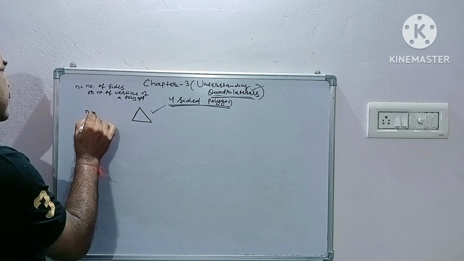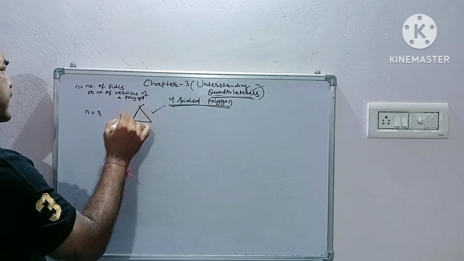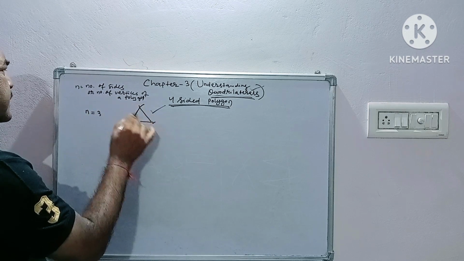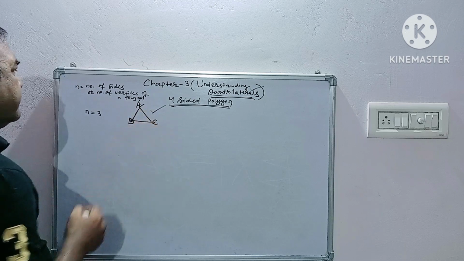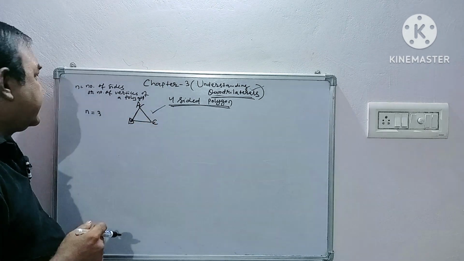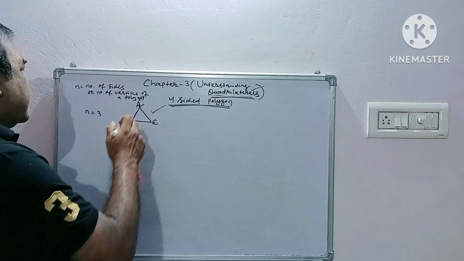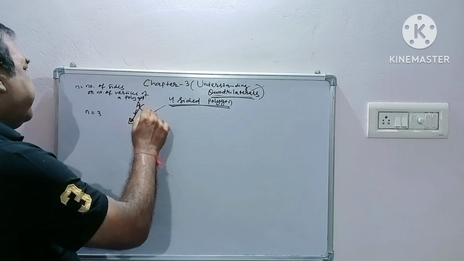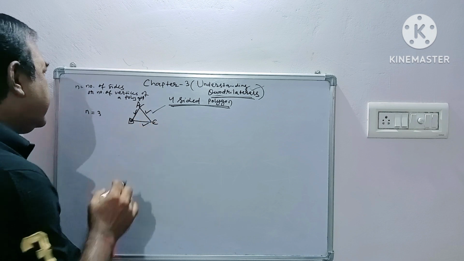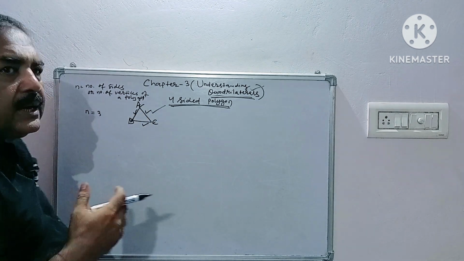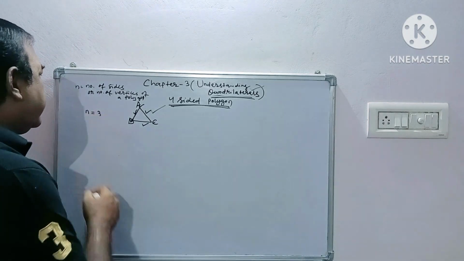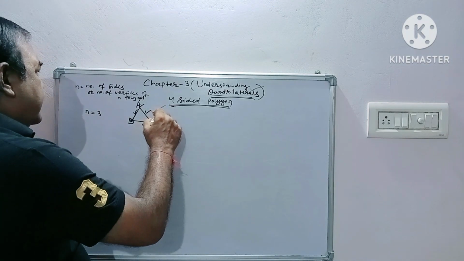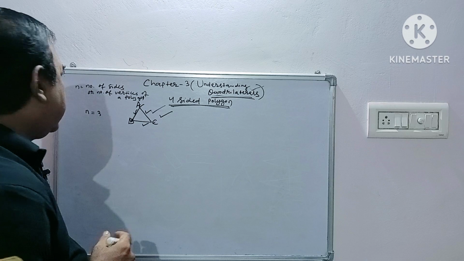So n is equal to 3. Three vertices you see, here it is one vertex, one vertex, one vertex. So there are 3 vertices A, B and C. There are 3 points, 3 vertices. So also it has 3 sides. So number of vertices is equal to number of sides. You may tell number of sides or number of vertices. So when n is equal to 3, it is a triangle which is the simplest polygon.